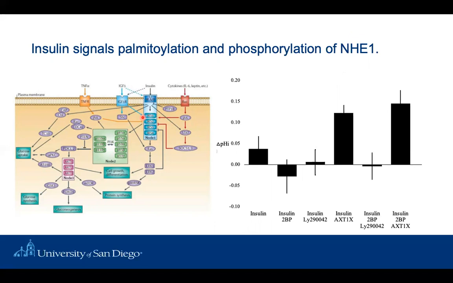Steady-state pHi assays determine that insulin signals palmitoylation and phosphorylation of NHE1. This is done by insulin binding to the insulin receptor, signaling IRS proteins, which then activate signal transduction pathways within the cell. This graph indicates that trend when measuring the change in pHi of fibroblasts. What's interesting is that PI3 kinase and AKT are involved within the same signal transduction pathway, but have different effects on transport activity when inhibited.